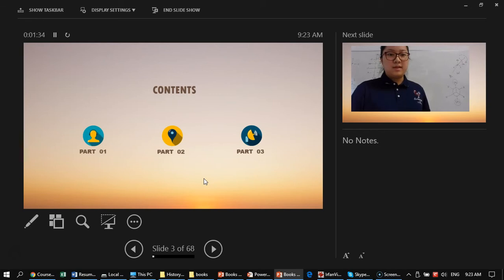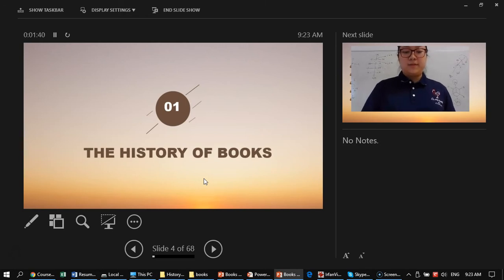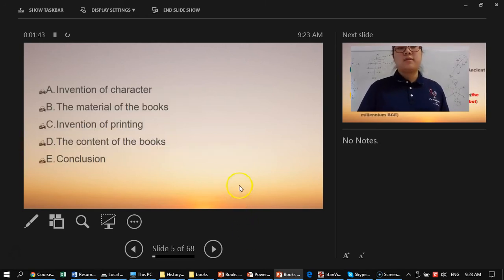Now let me introduce the first part. The first part is the history of books. It includes 5 parts. Part A, the invention of character. Part B, the material of the books. Part C, invention of printing. Part D, the content of the books. And Part E, conclusion.